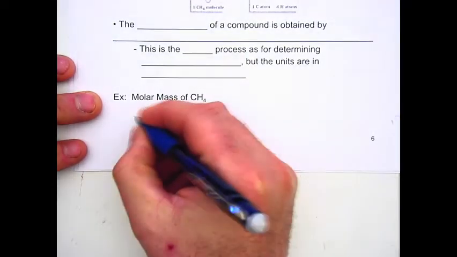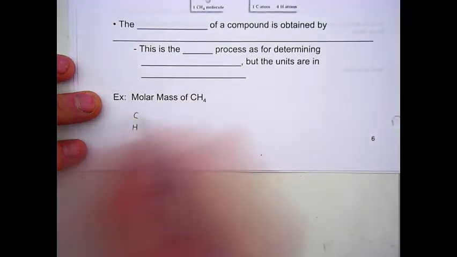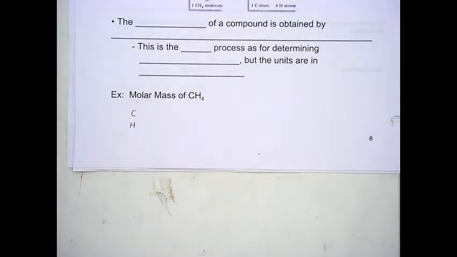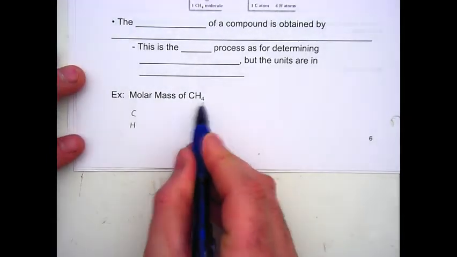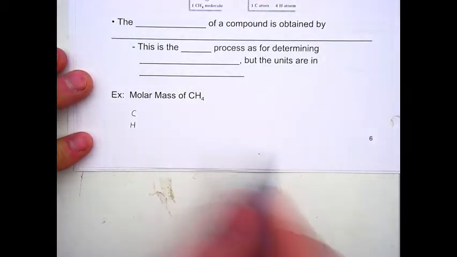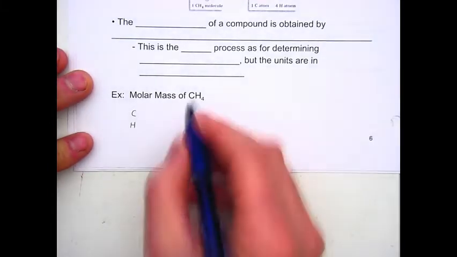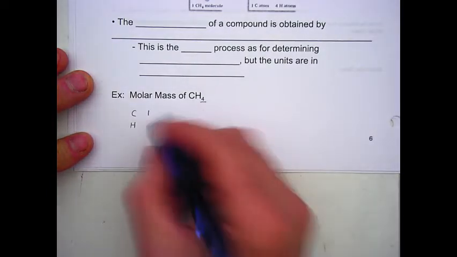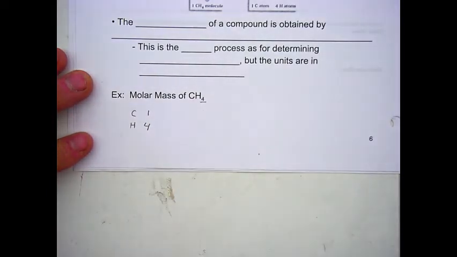First of all, you list out each element that is present. We have carbon and we have hydrogen. Next, we indicate by looking at the subscripts how many atoms of each substance there is. Since there's no subscript there, we only have one carbon, but because of that 4, we have 4 hydrogens.